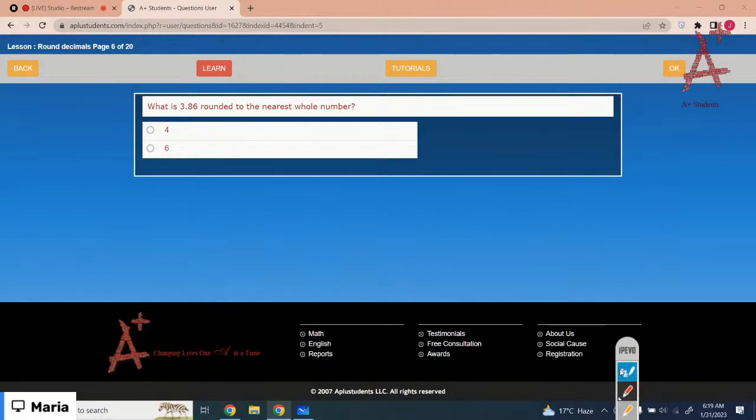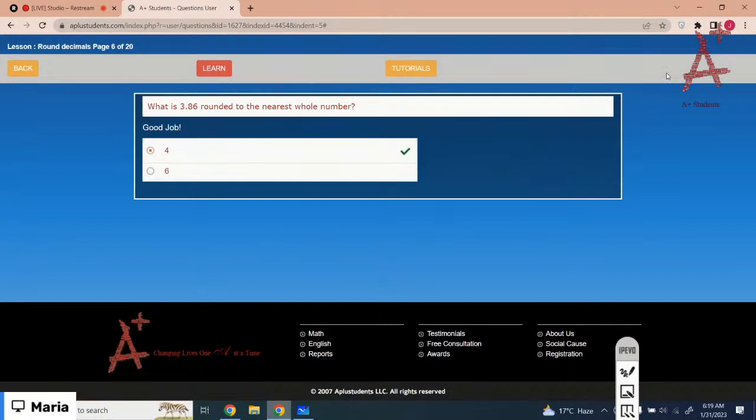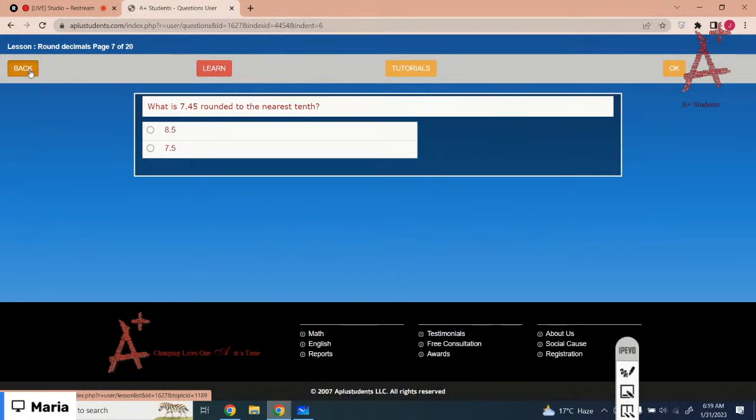Okay, what is 3.86 rounded to the nearest whole number? Which is the correct option? Yes, very good. That would be 4 because the very next number is 8, and 8 is greater than 5. So it would be rounded off to 4. Okay, you can complete the test by yourself. Let me move on to the final test of the chapter. So let's start with the final test of the chapter.